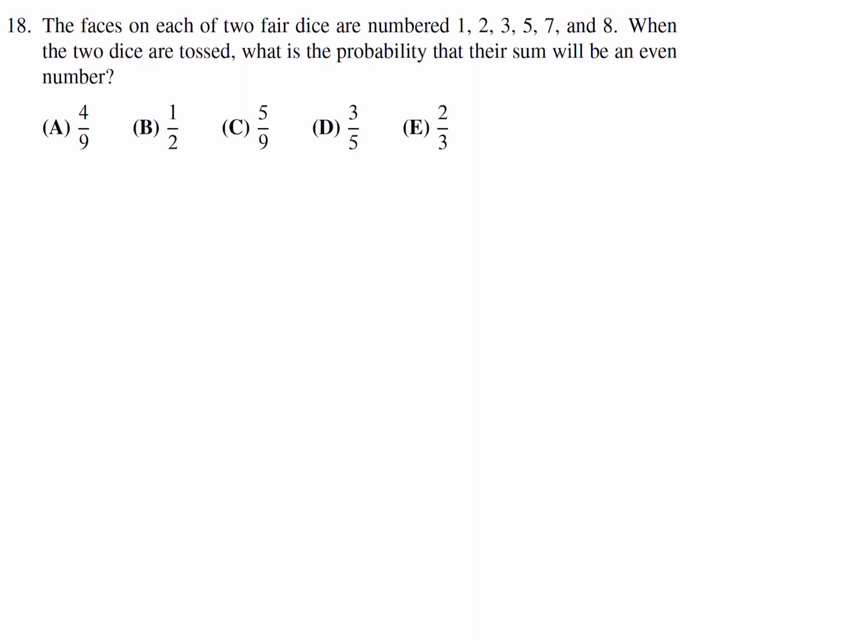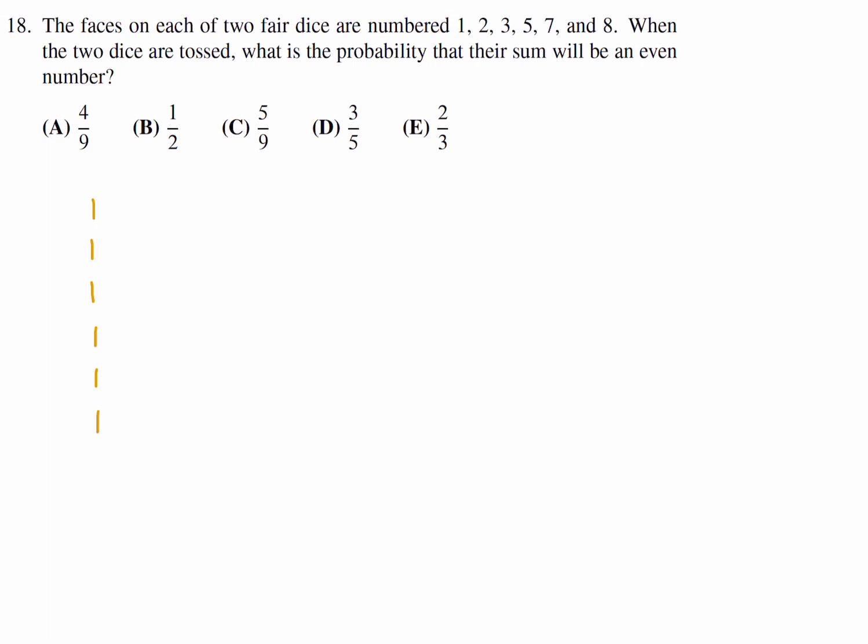The faces on each of 2 fair dice are numbered 1, 2, 3, 5, 7, 8. When 2 dice are tossed, what is the probability that their sum will be an even number? All right, so this is a 6 by 6 scenario. And since that isn't that many, I'm just going to write them all out.